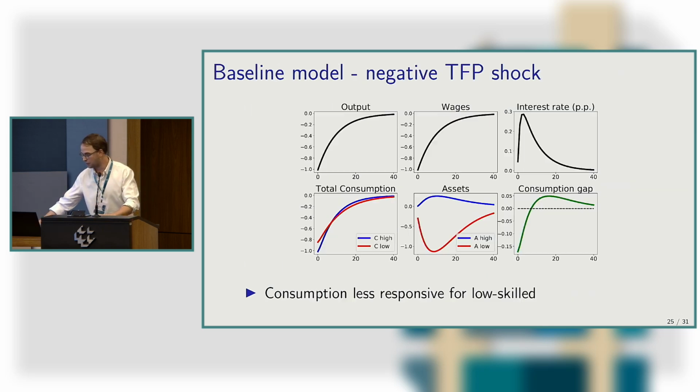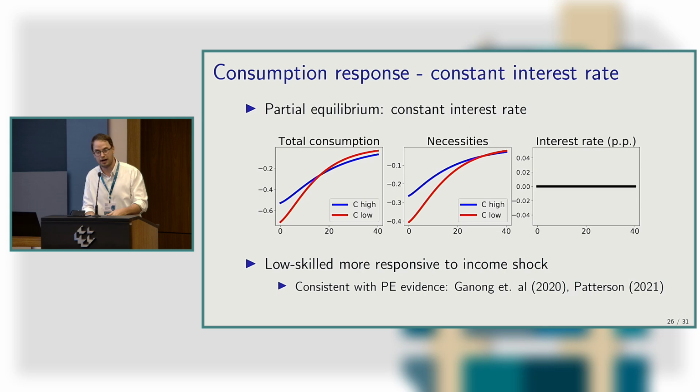So we have the general equilibrium consumption responses, and now I'm going to compute the response of consumption if I held the interest rate constant. We have the same TFP shock. Income is changing for all households, but I'm keeping the interest rate constant. Here I'm plotting the total consumption and the consumption of necessities for these two types of households. What we find is that if interest rates were constant, then we would have the opposite result. Here you see that the consumption of low-skilled households is falling more in response to this income shock.